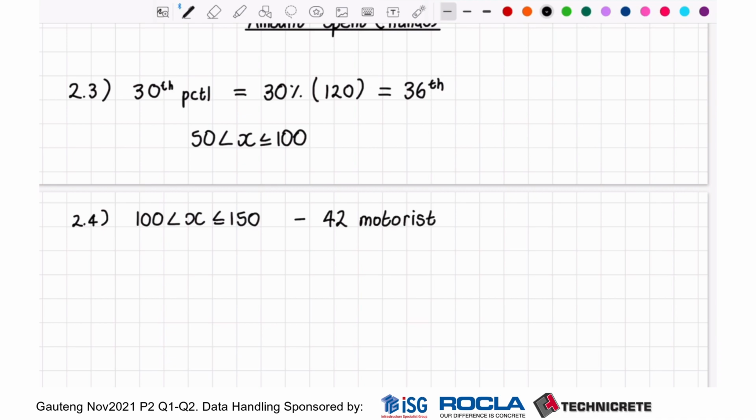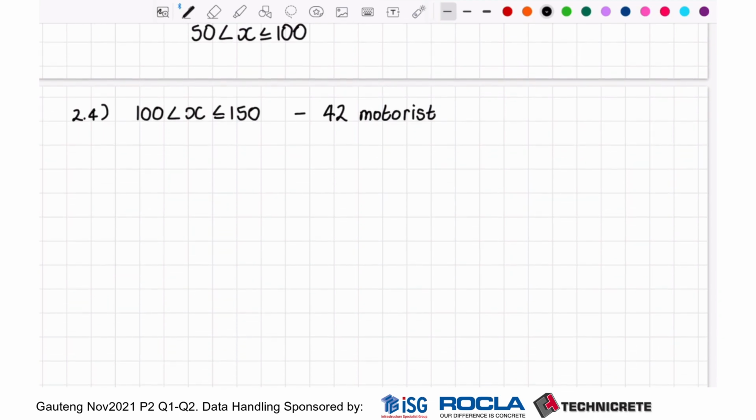Then the angle on the pie chart is going to be the fraction that this 42 represents out of all of the 120 motorists times 360, because the total angles in my pie chart is 360. It's a circle. So that fraction is going to be 42, the most number of motorists, over the total number of motorists times 360 degrees, which is the total degrees in my pie chart. And my answer is going to be 126 degrees.